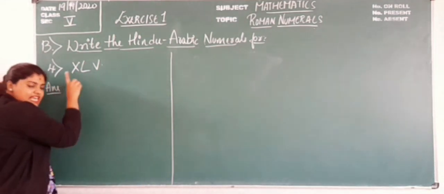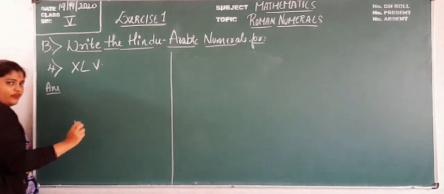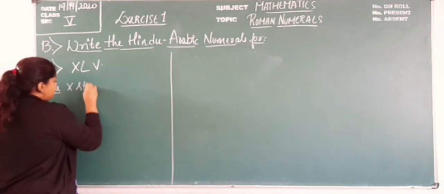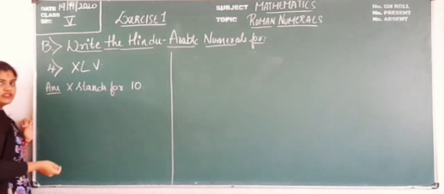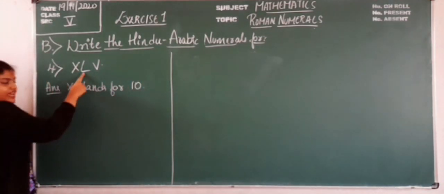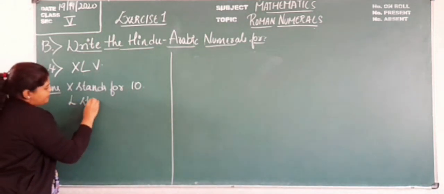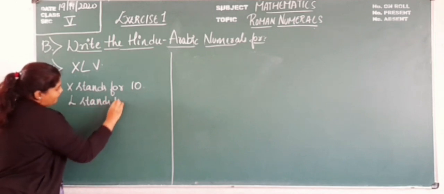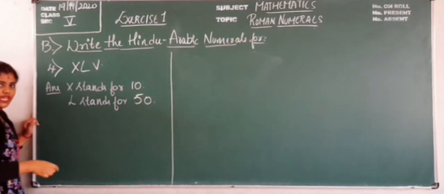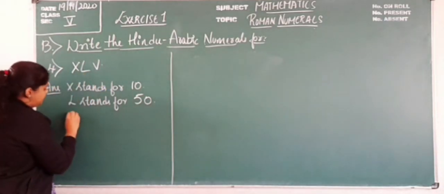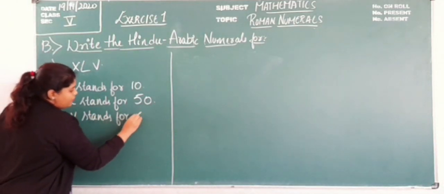So first symbol is X. X means 10. So X stands for 10. Next we have L. L means 50. So L stands for 50. Next we have the symbol V. So V stands for 5.